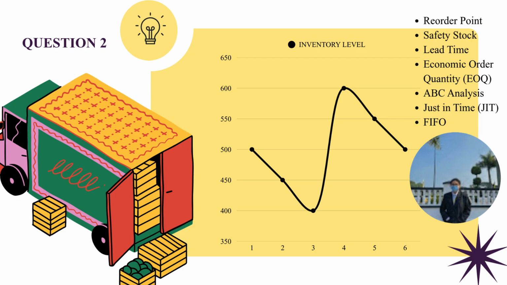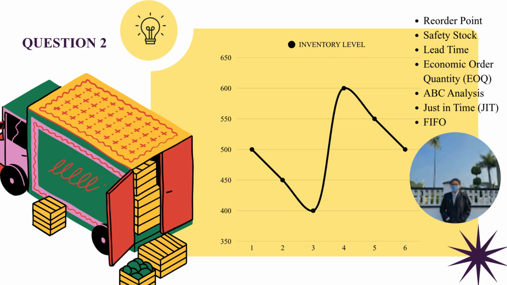For example, if you sell 10 units per day, your supplier takes 5 days to deliver, and you keep 20 units as safety stock, your reorder point would be 10 times 5 plus 20, which equals 70 units. When your inventory drops to 70 units, you place a new order.